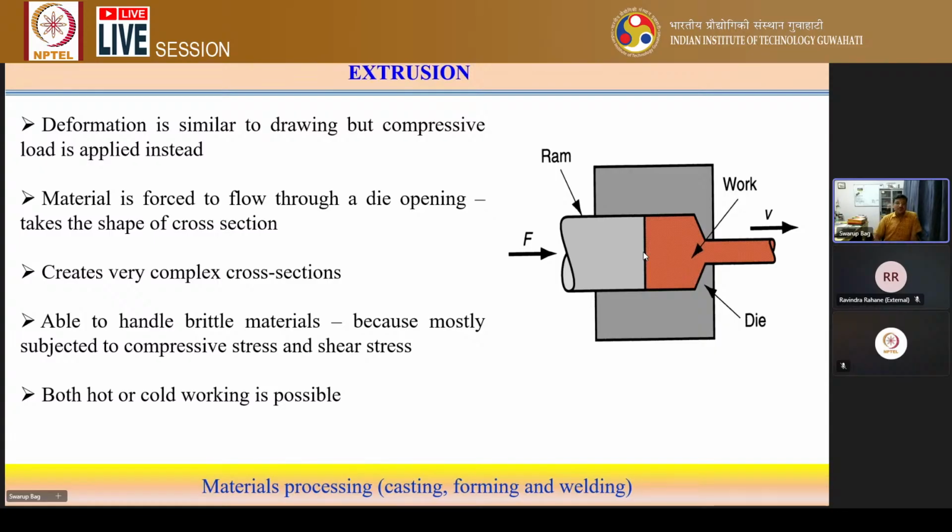But in the extrusion process, since we are applying a compressive load, a somewhat brittle material is suitable, because deformation happens in brittle materials with the application of a compressive load rather than a tensile load. But both options are there. It may be done at cold working temperature. It can be done at hot working temperature, both.